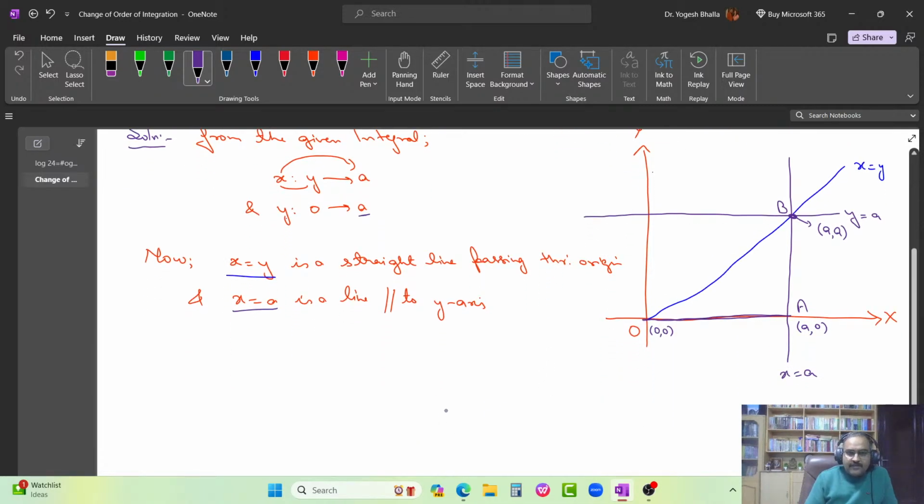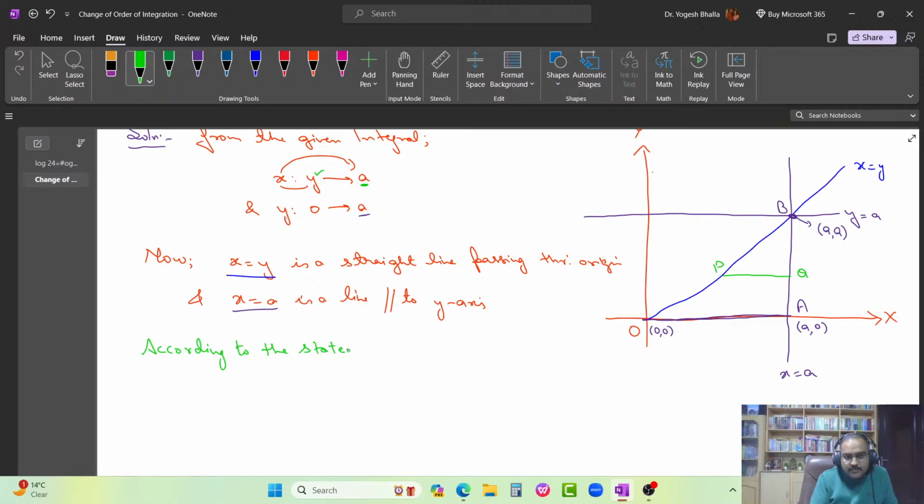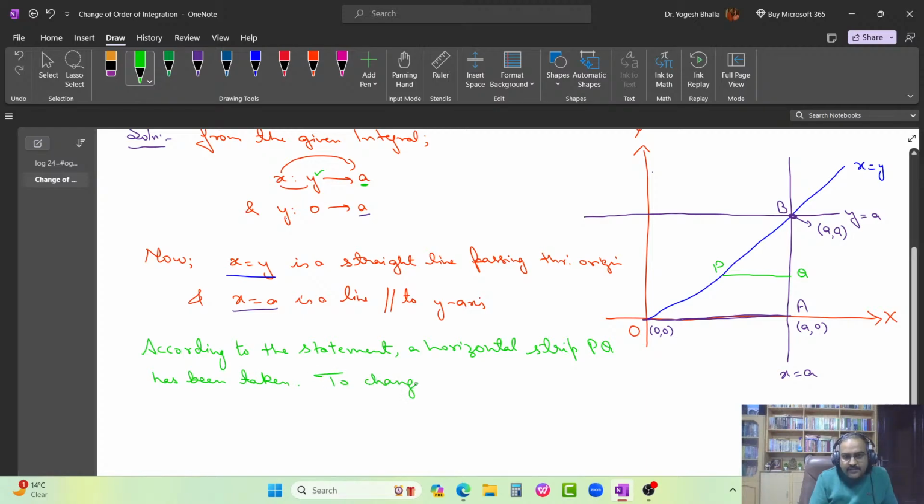Now, when they have given us the limits of x, that means they have given us a horizontal line, from the straight line x equal to y to the line x equal to a, like this, P, Q. So according to the statement, a horizontal strip PQ has been taken.